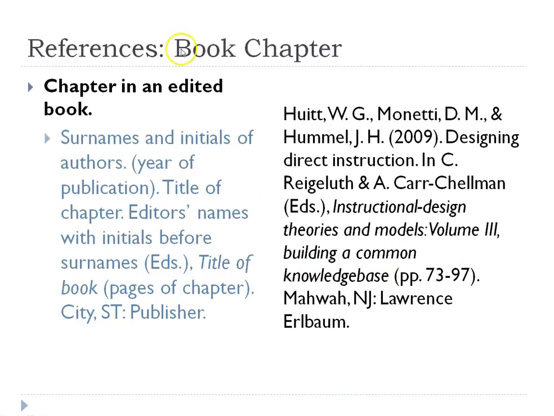Again, if we're looking at not just a book, but a book chapter, you're going to again have to include the surname and the initials, the year of the publication, but then following that, you're going to put the title of the chapter, the editor's name with initials before the surnames, and then the title of the book, the page of the chapter, the city, the state, and the publisher. So a little different when you're just referencing a chapter versus an entire book.